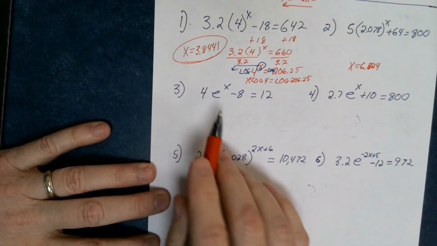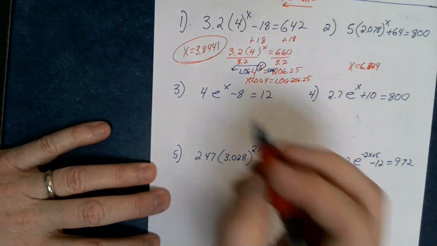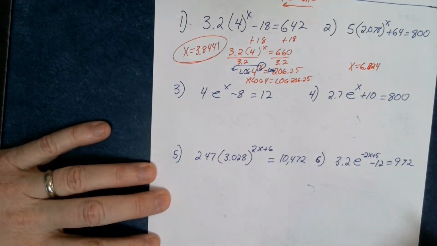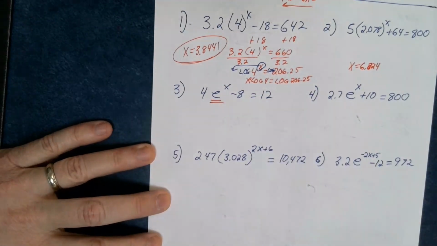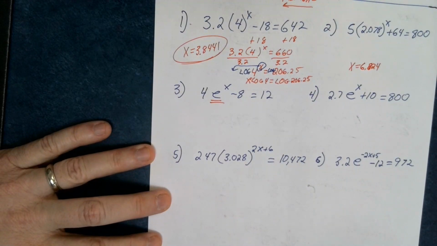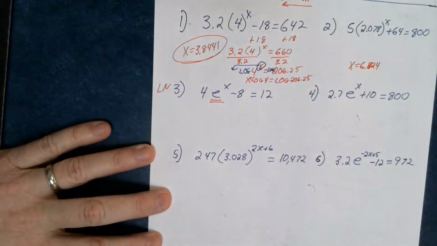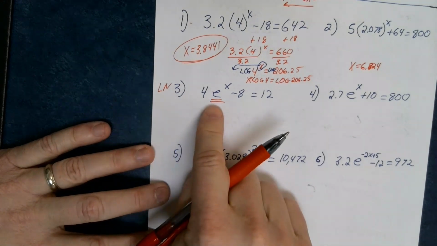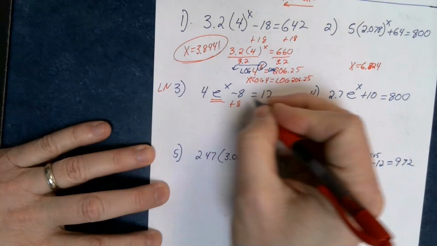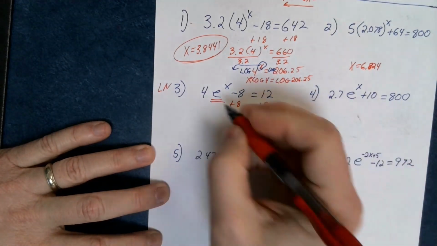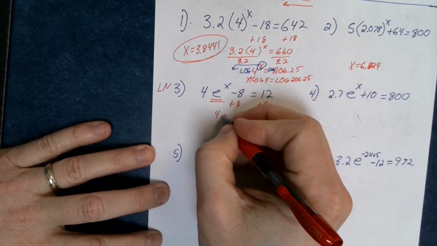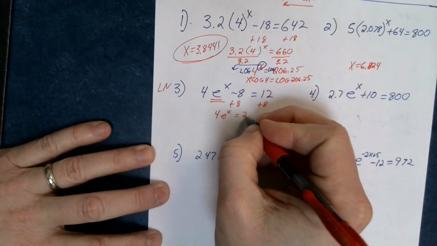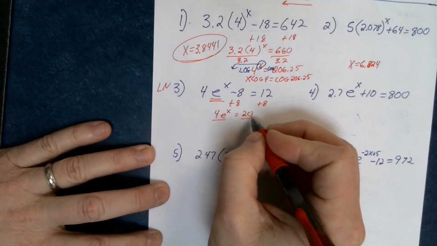And number 3, the only thing that is jumping out to me, it's still exponential because the variable's in the exponent spot. But I got a base of an e. And when I have a base of an e, I'm going to end up using something called a natural log. Everything else is still the same. I still got to get my base by itself. So my first step is add 8, add 8. So then I have 4e to the x equals 20. Divide by 4, divide by 4.